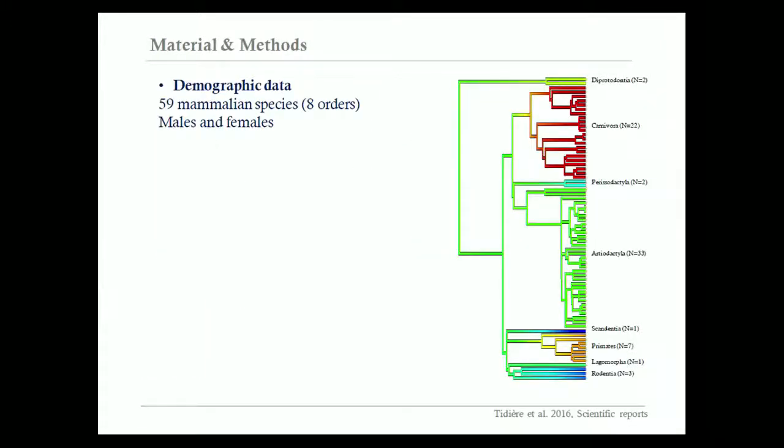So using demographic data from 59 mammalian species, including 8 different orders, we tried to find factors which can explain the variability of the benefit of living in captivity. For wildlife tables, I used data that come from literature, while for zoo life tables, data come from the Species 360 database.